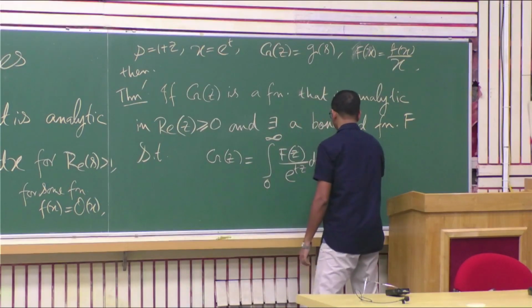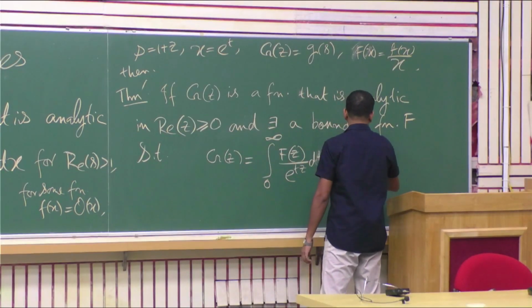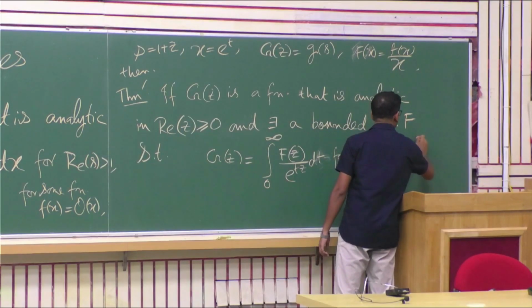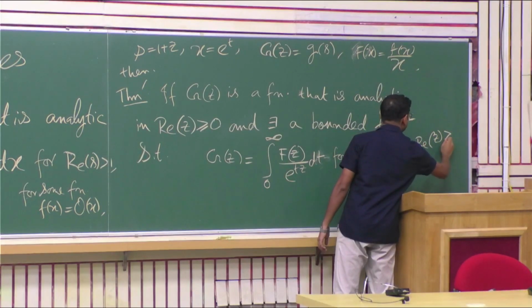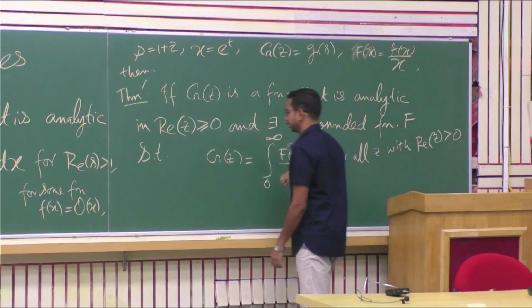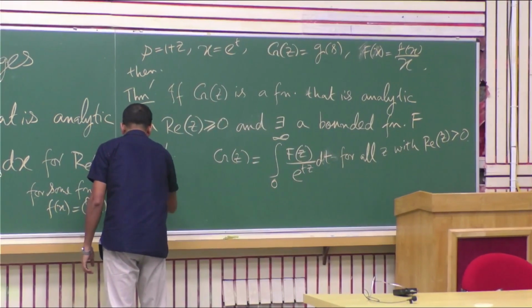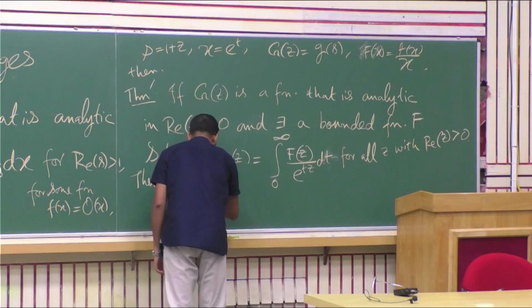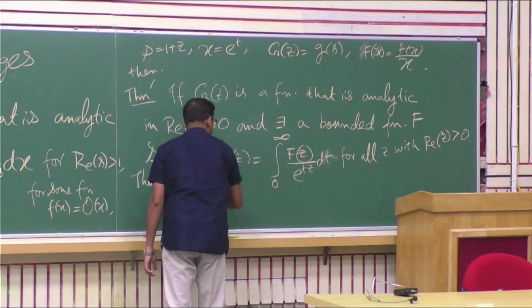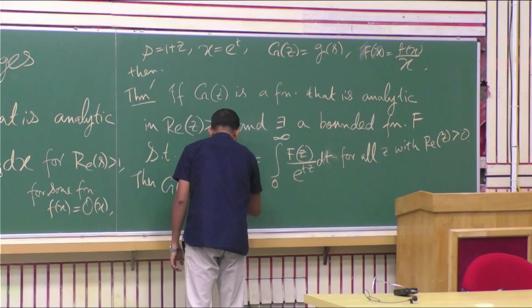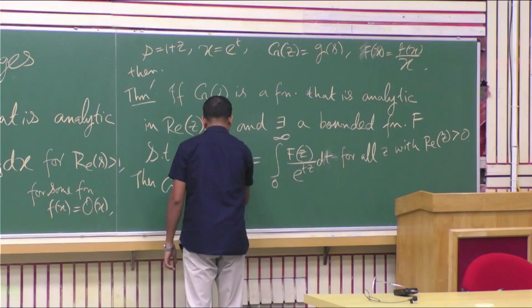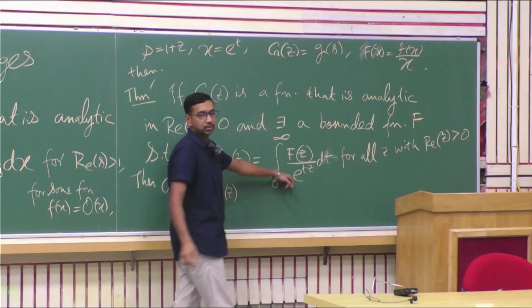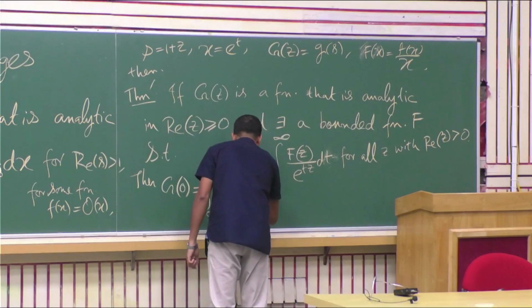for all z with real part of z greater than 0. Then G of 0 is equal to the integral from 0 to infinity of F, because t is equal to 0.